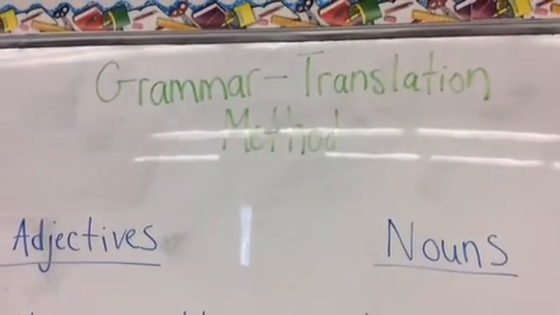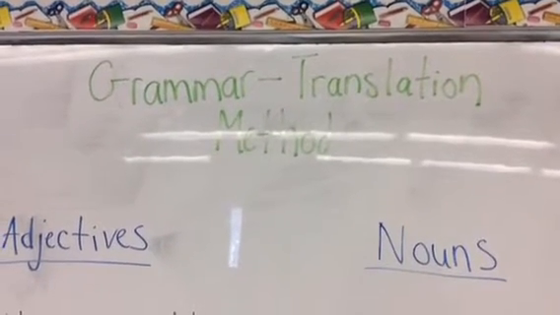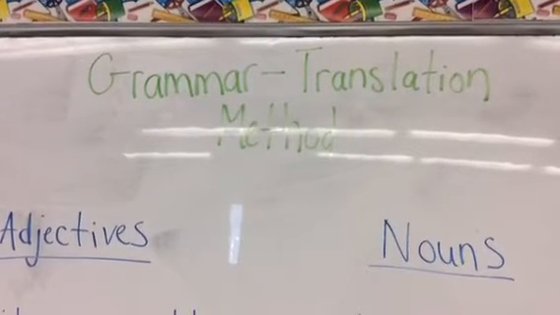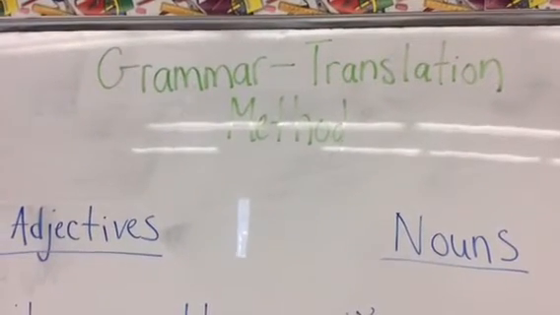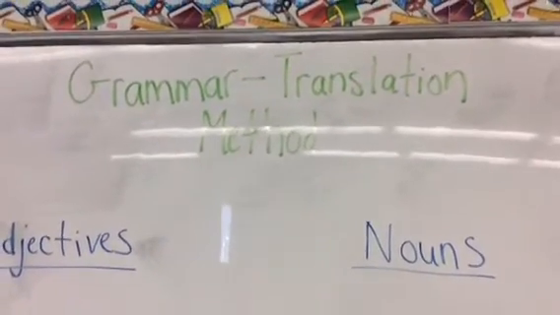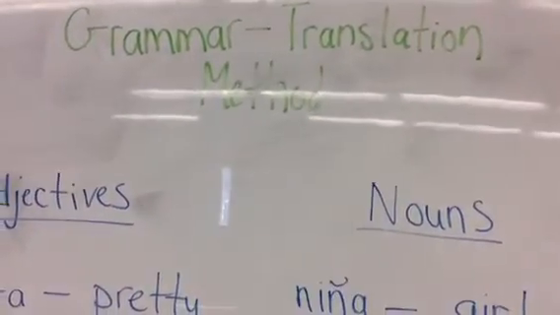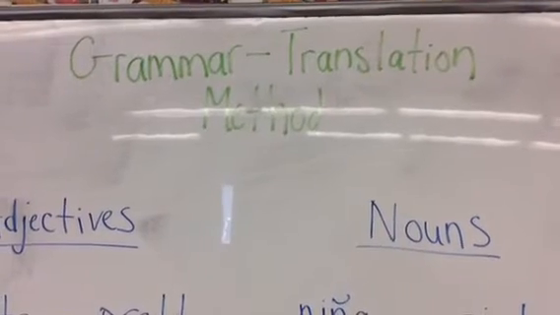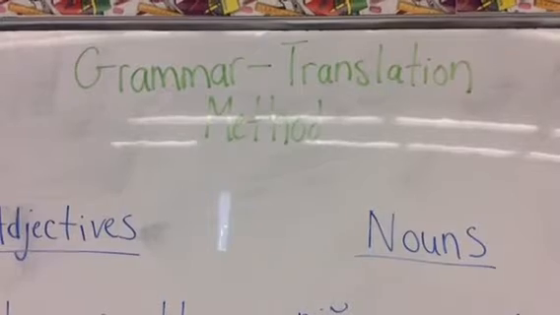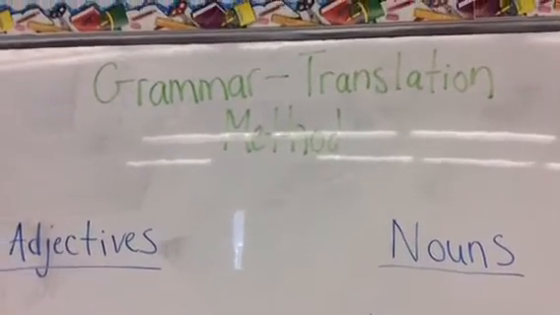The grammar translation method is a traditional way to teach a foreign language. In a grammar translation class, students learn grammatical rules and then apply them by translating sentences between the target and native languages. In this demonstration, the target language is Spanish, and the native language is English. This demonstration would be for students in grades kindergarten or first grade.